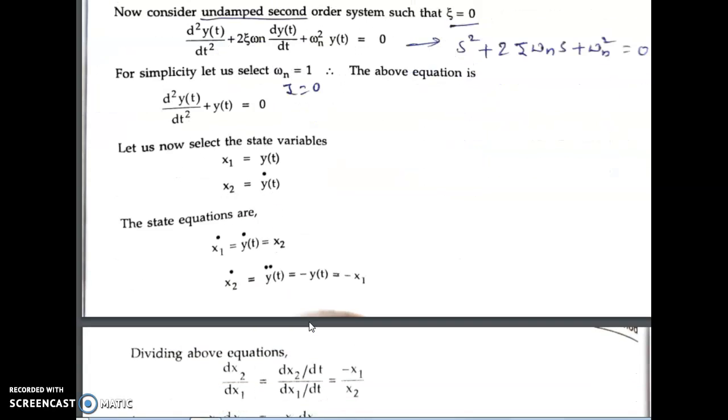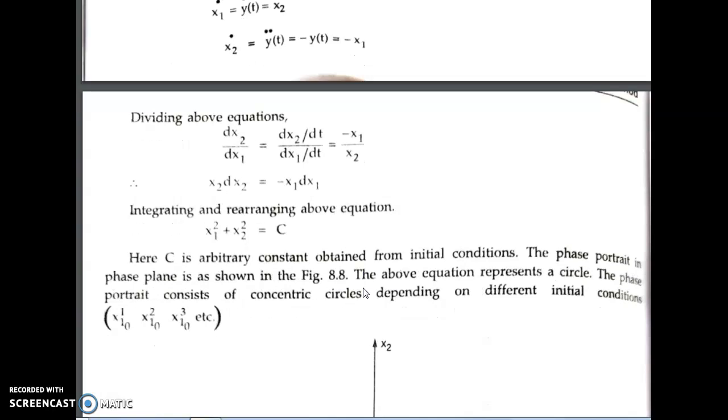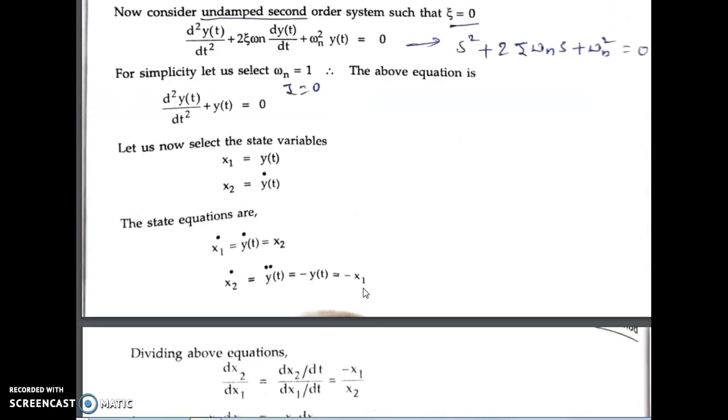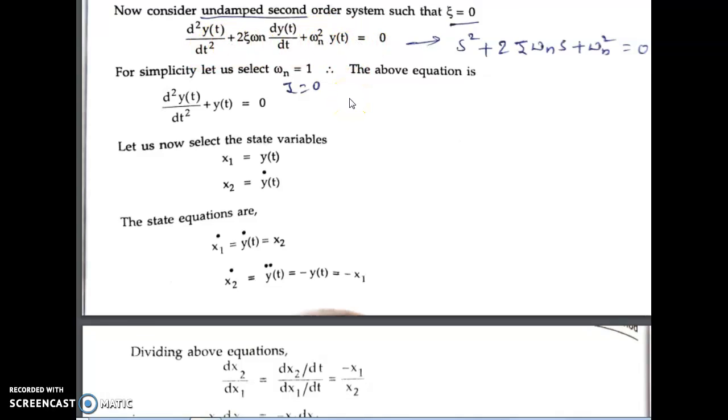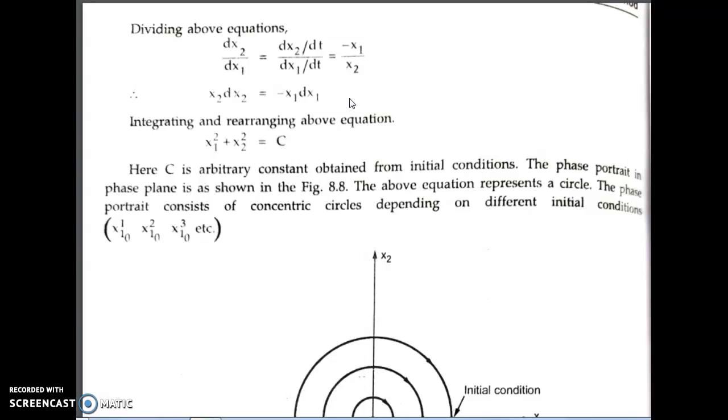Just replace the x variables in the equations here. x1 is equal to y, x2 is equal to y dot, x1 dot is equal to x2, and x2 dot comes from the equation. Here they have taken omega n is equal to 1, and the zeta condition is 0. Substitute zeta as 0, so this term becomes 0. Remaining is only d square y by dt square plus omega n square y of t, two terms. Then take dx2 by dx1, that is our slope.